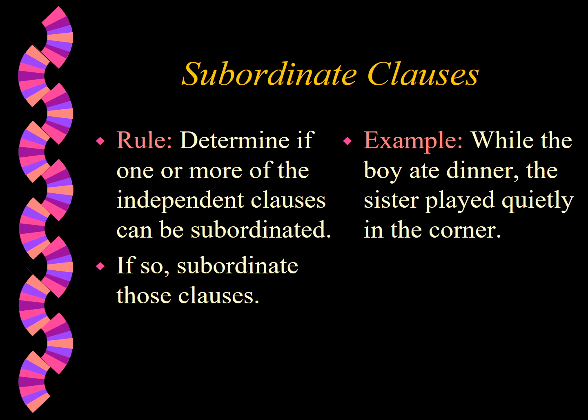By adding the while, you're subordinating that first clause, making it dependent on the second clause. Because if you just had, while the boy ate his dinner, well, we don't know what's going on. So by adding the while, we know that while he ate his dinner, she played quietly in the corner.